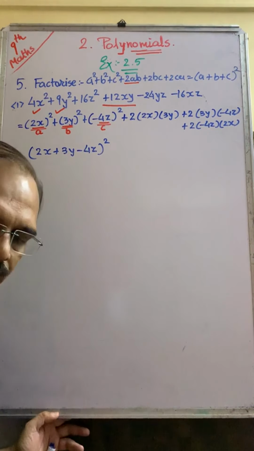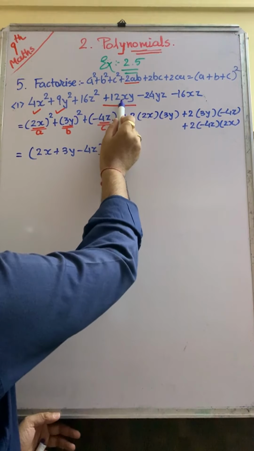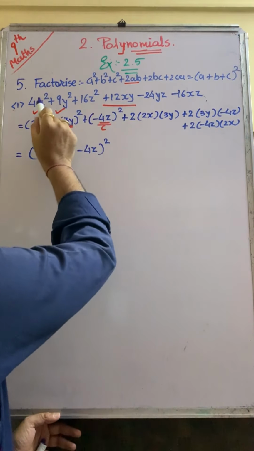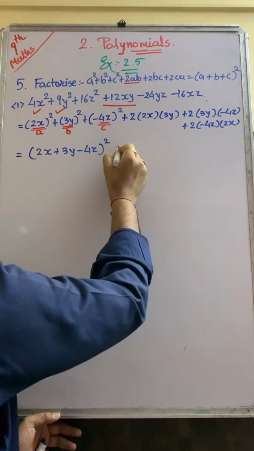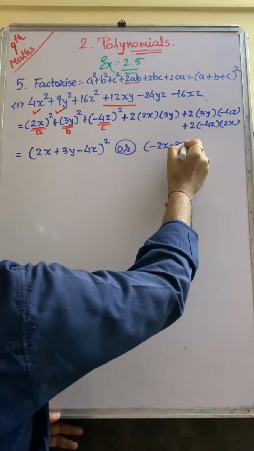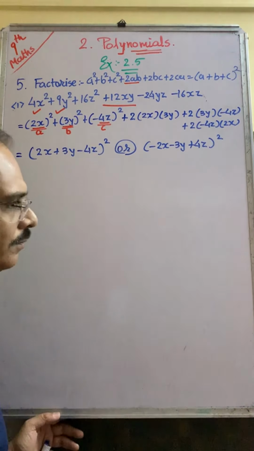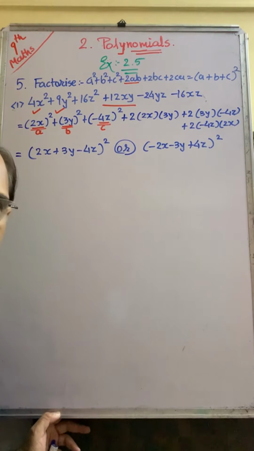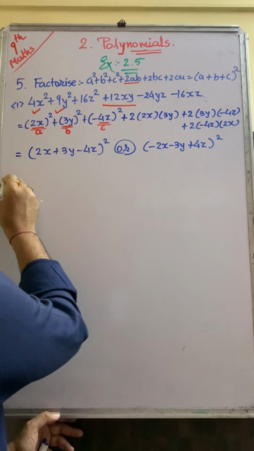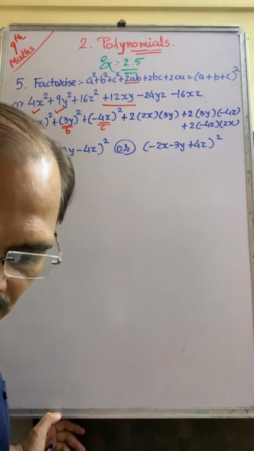This is your answer. And suppose you take this term AB positive, and you take these two terms negative, then your answer changes to minus 2x minus 3y plus 4z the whole square. Sign change only. Both are right answers. Is it okay? Now second, again be alert.